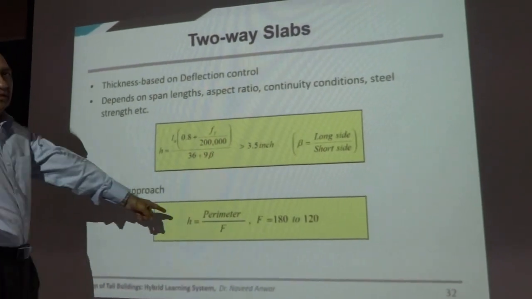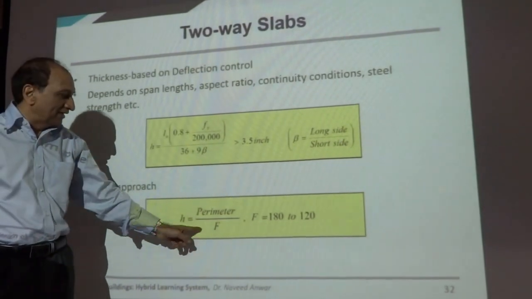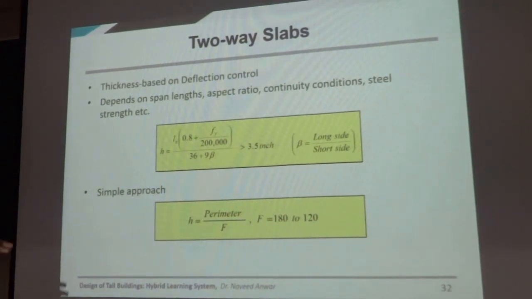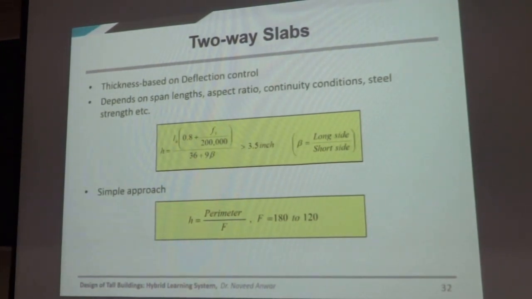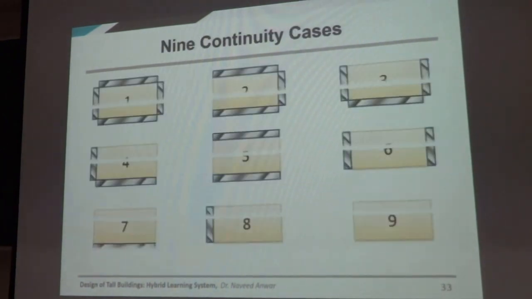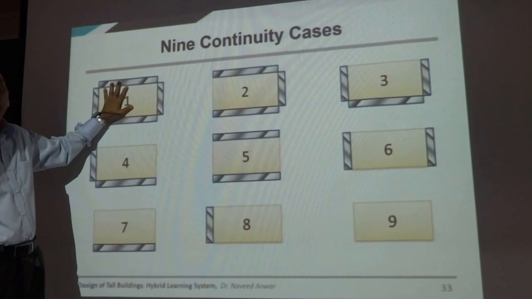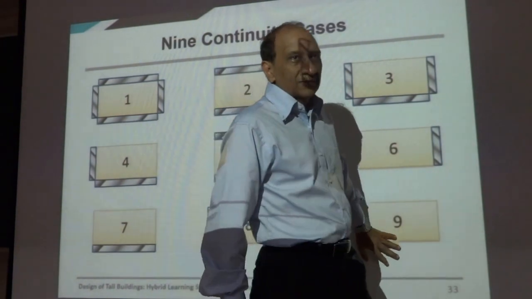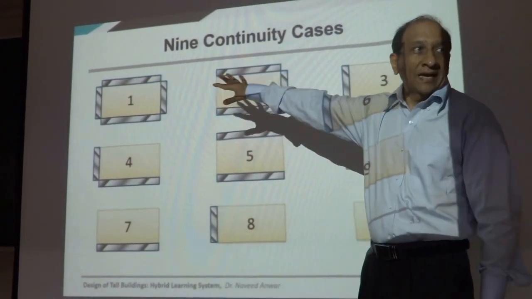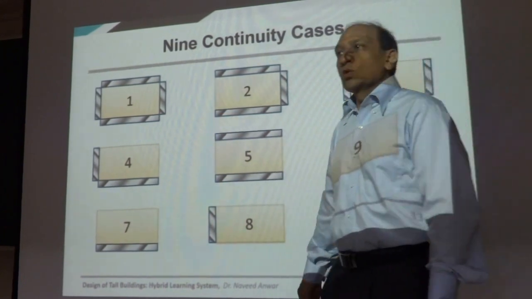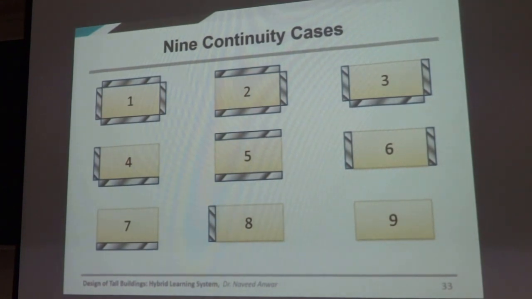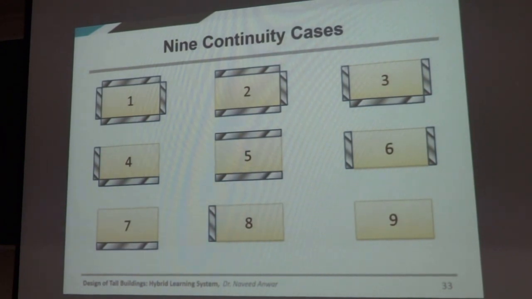You can take the perimeter of the slab for estimation purpose and then divide it by a factor between 180 to 120. That depends on what we are going to tell you next. And the factor depends on the continuity cases. If it is like this, you can use a larger factor. If it is like this, you need a smaller factor. So 120 here, 180 over there, and in between you can choose approximately. So that is a simpler formula which is based on the perimeter of the slab, which is actually converted from all those things into a simplified approach, right? But it's a very, very rough formula to estimate.